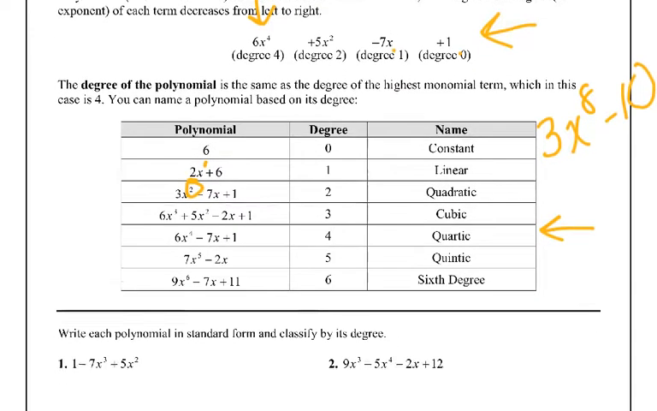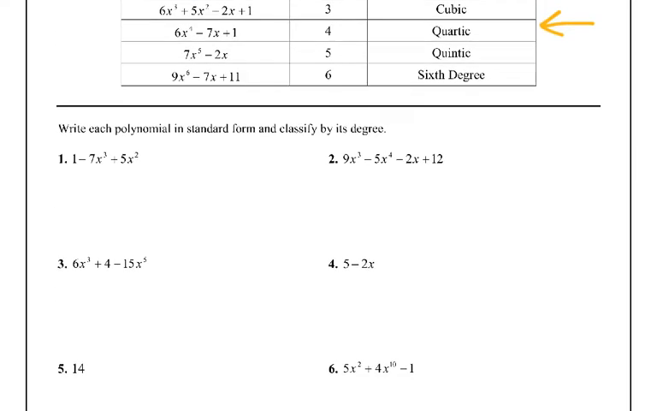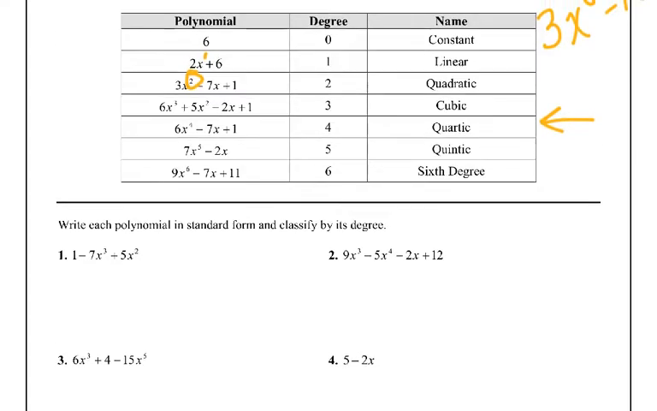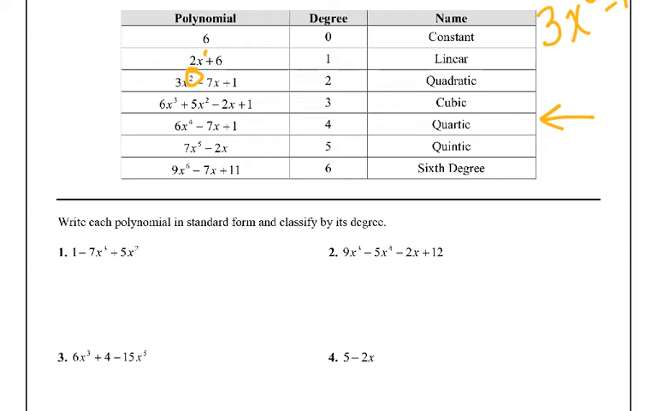I'm struggling with this. But going through these, write each polynomial in standard form and classify by its degree. So just real quick refresher, standard form is when you go from the highest exponent to the lowest exponent, or smallest, whatever you want to write. Okay?